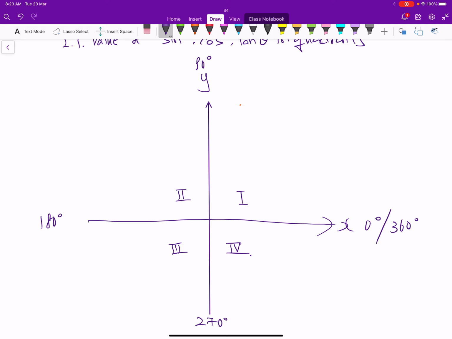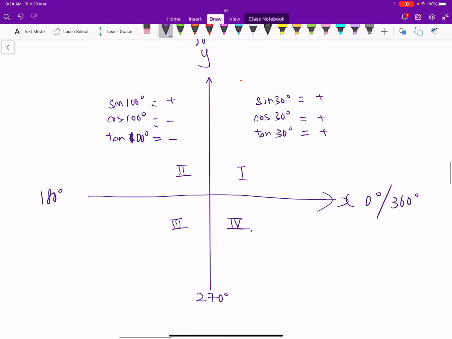So in quadrant 1, we can test maybe sine 30 degrees, cosine 30 degrees, and tangent 30 degrees using a calculator, and you can find all of them are positive. And in quadrant 2, we can test sine 100 degrees with a calculator. So you can see that this one is positive, cosine 100 is negative, and tangent 100 is negative also.